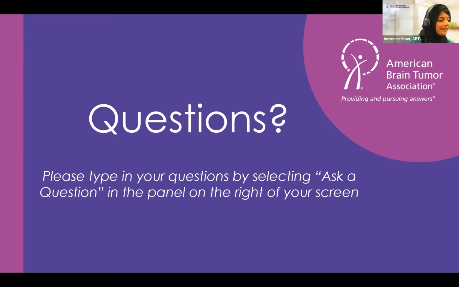Thank you so much for that answer. All right, so another question we have here is, based on WHO classifications, can you explain what the difference is between a grade 4 astrocytoma and glioblastoma?